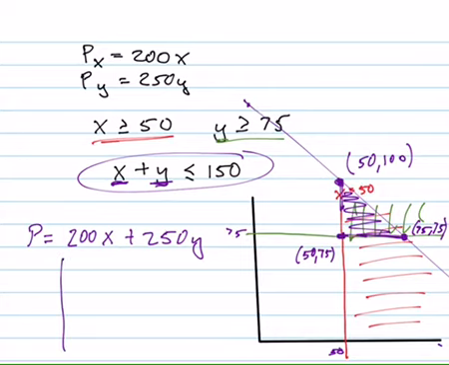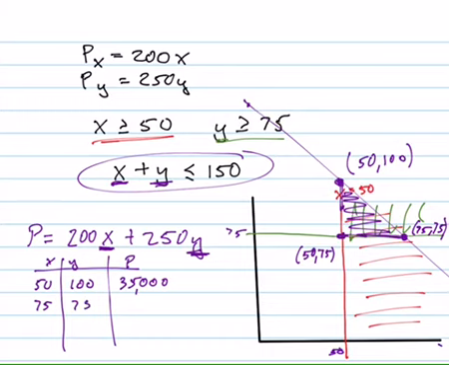So let's make a little P-chart. Here's X, here's Y, and here's P. So if X is 50 and Y is 100, the profit is going to be, plug it in, 50 into here, 100 into there, and that equals 35,000. Now let's plug in 75 and 75 and see what we get. Which is going to give you 33,750.